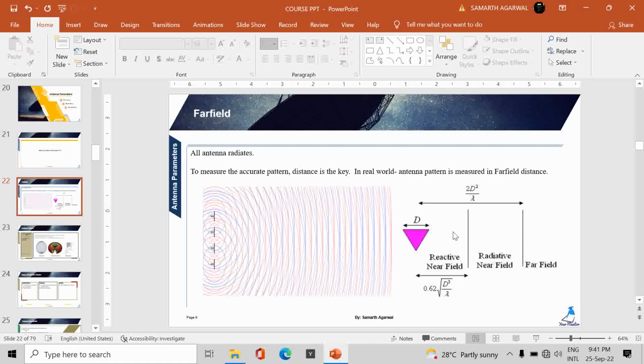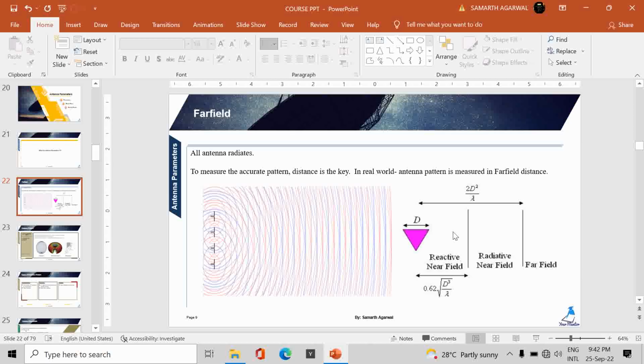Okay, so in order to measure antenna parameters like gain, directivity, S11 or the return loss, VSWR, at what distance do they have to be measured? These parameters are measured in the far field distance. There are two types, near field and far field simply. Far field means the Fraunhofer region, near field means the Fresnel region, and that too the radiative near field is called the Fresnel region.